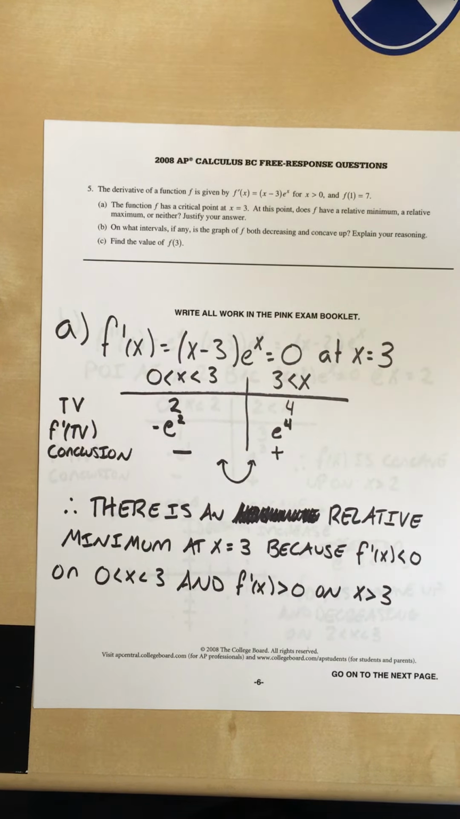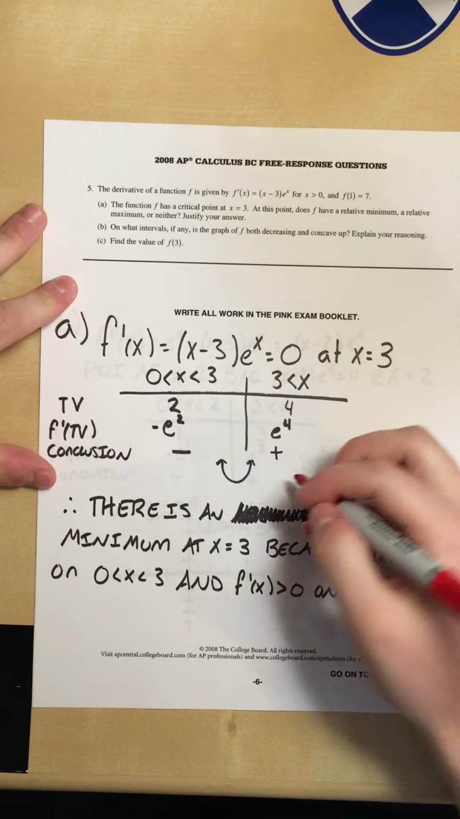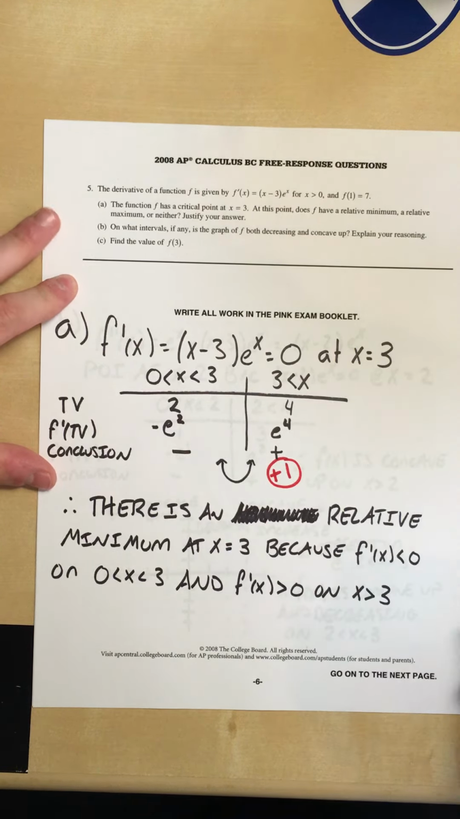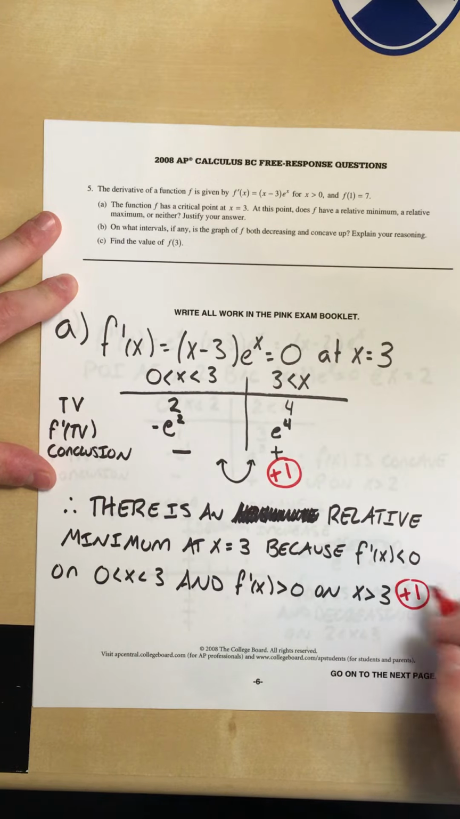So in this problem, you would get 2 points for this. So what you do, you get a point for showing that there is a minimum at x equals 3, and then 1 point for the justification.